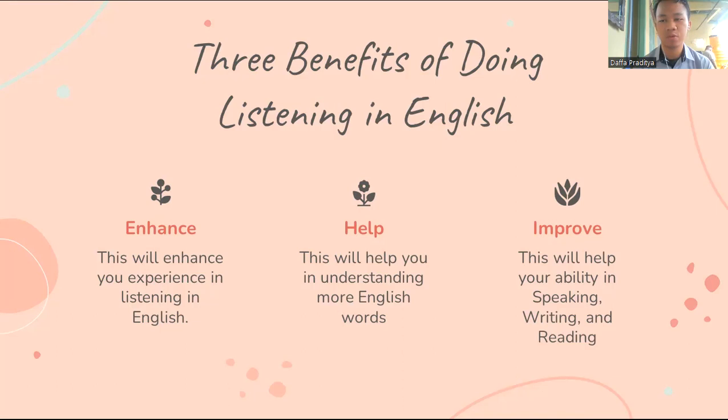And then the last is improve. This part will help in improving your ability in speaking, writing, and reading. So listening may be the gate for you to improve your English skills, and also writing and reading. Because once you listen, you will be able to hear more English words, and you will also be able to speak fluently and confidently, because if you understand what people are talking about in English, you'll be able to answer easily.